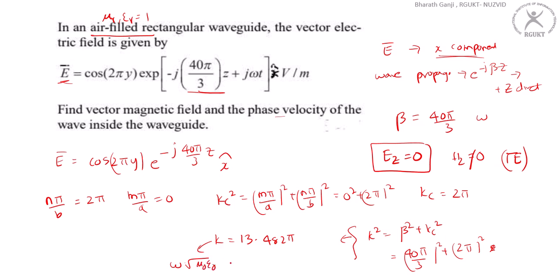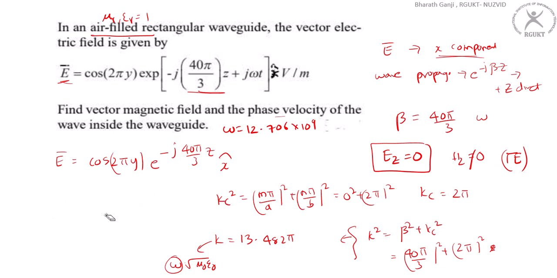And k is nothing but omega into square root of mu naught epsilon naught, because it is air filled. From here I can get the value of omega. So we get the value of omega as 12.706 into 10 to the power of 9. Right, so this is the value of omega. So let me write this: I got the value of omega as 12.706 into 10 to the power of 9.